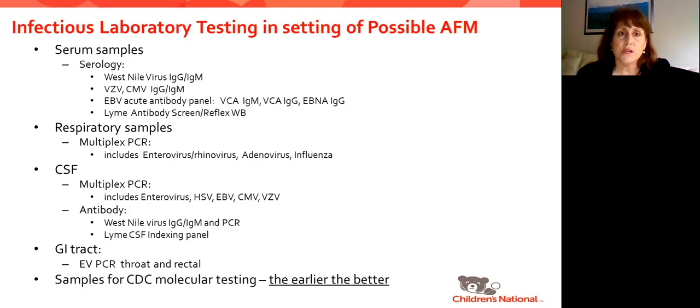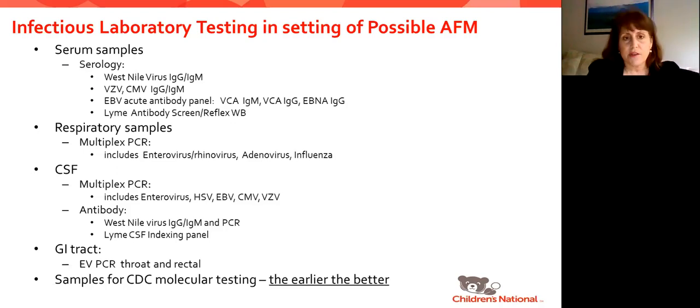And this could include serum samples such as serology for West Nile, the herpes viruses, VZV, CMV, and EBV, as well as Lyme antibody screening and reflex Western blot testing. For our respiratory and CSF samples, in most centers now we're doing multiplex PCR, which includes multiple pathogens, but the ones that we're specifically interested in because of the differential include enterovirus/rhinovirus on the respiratory PCR, adenovirus, and influenza. And on CSF, we're interested in the enterovirus and the herpes viruses in particular.